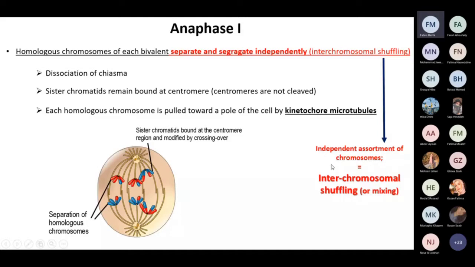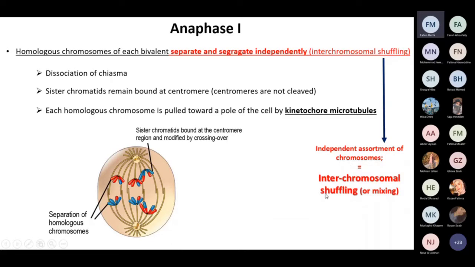Let's say in one cell we will have chromosomes 1 and 3 be maternal on the upper pole, and chromosomes 2 and 4 will be paternal. And in another cell, we will have 1 and 3, let's say paternal, and 2 maybe paternal also, but 4 maternal. So we will have a different genetic composition, a different assortment of the chromosomes on each pole of the cell. And this will create a higher diversity in the offspring, in the gametes and in the offsprings. And that's what we call the independent assortment of chromosomes, or the interchromosomal shuffling.